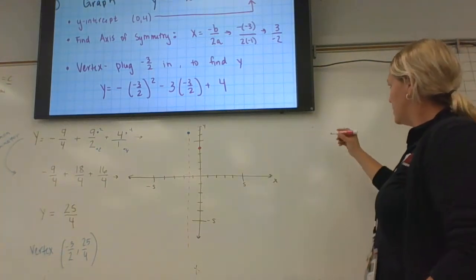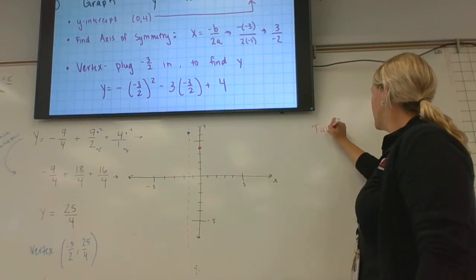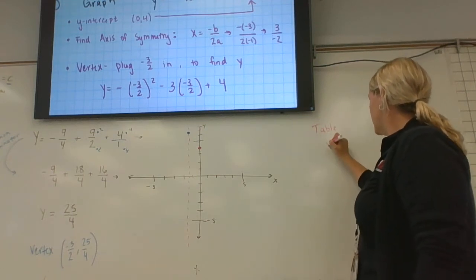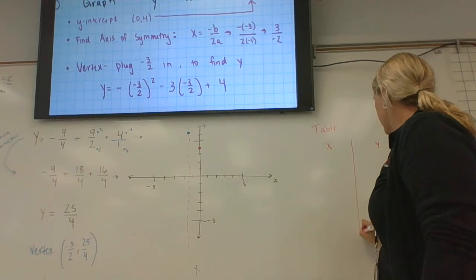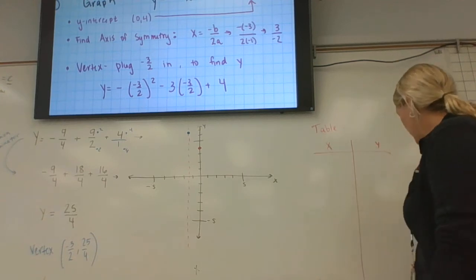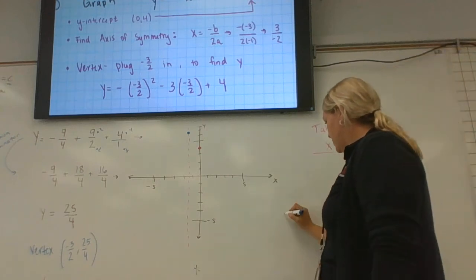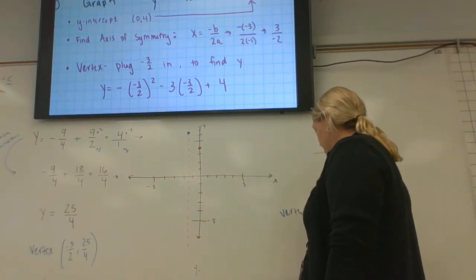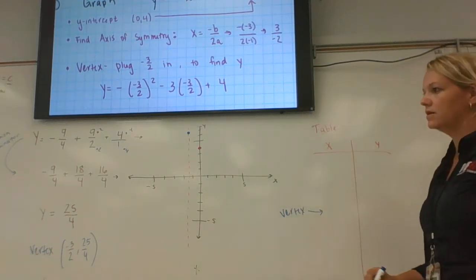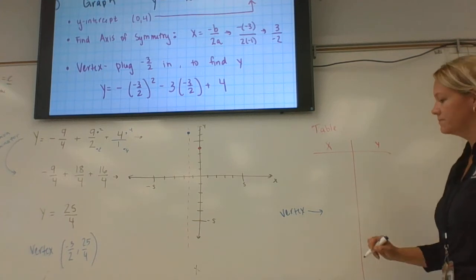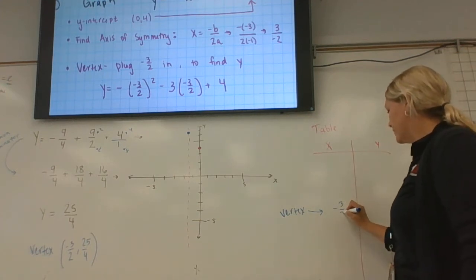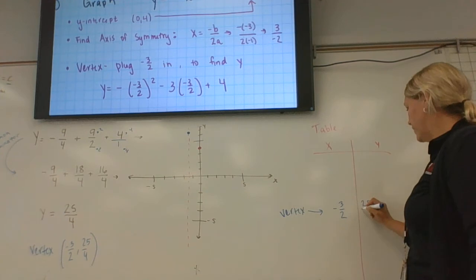So the table. Next is the table. In the middle of the table, you have to have your vertex. If your vertex isn't in the middle, you're not going to get a U. Negative 3 over 2, 25 over 4.